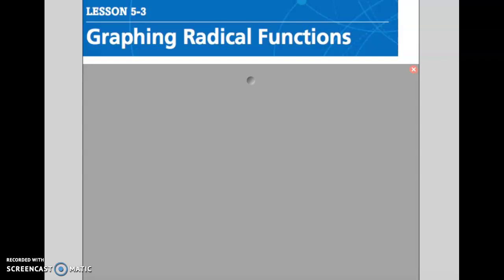Hi guys, so this is section 5.3. In the last lesson, you did an intro of what graphs of radical functions looked like. So we're going to take a further look into graphing radical functions and transformations, and a whole bunch of things that we've already talked about this year, but just applying them to a different parent function. This parent function is radical functions.